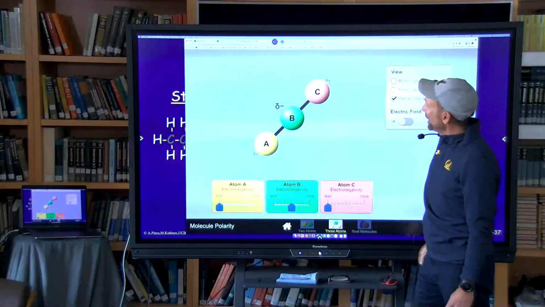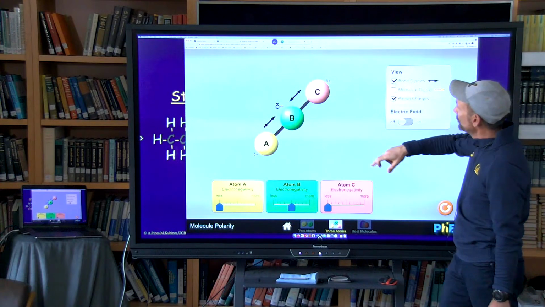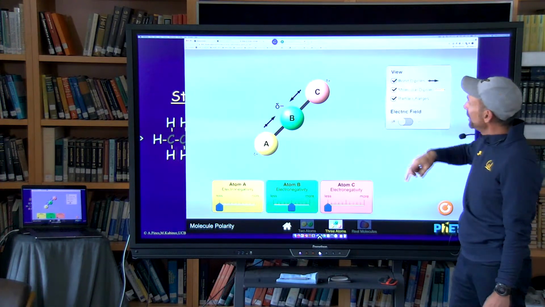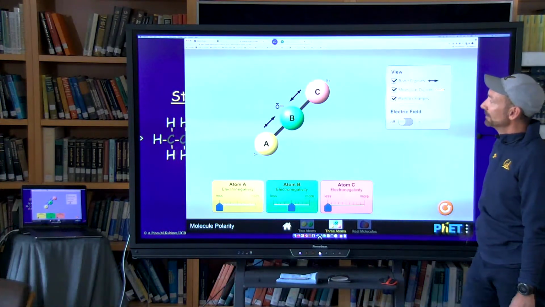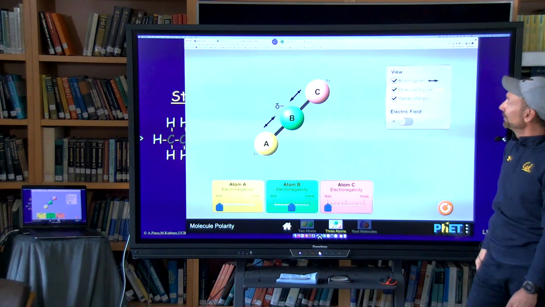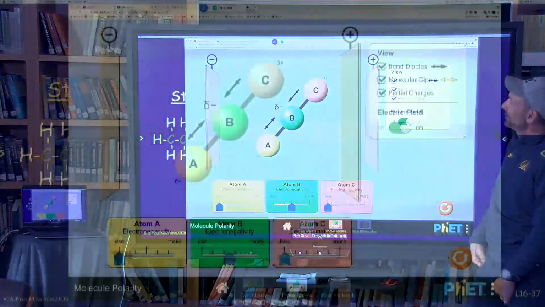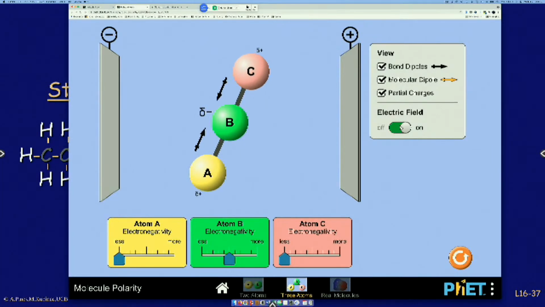I can change the structure here, and now the dipoles are still there. Does the molecule have a dipole moment? No, because now these two cancel each other out. We can turn on an electric field. That's fun. This molecule does not react to the electric field. So now there's plus minus, but it doesn't react because it has no dipole moment.